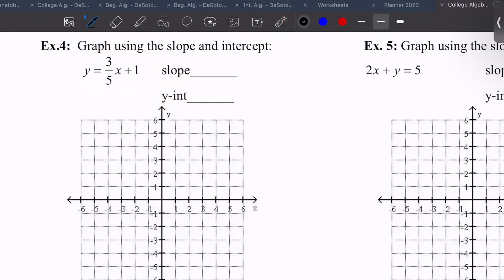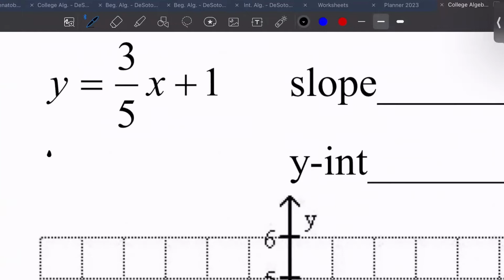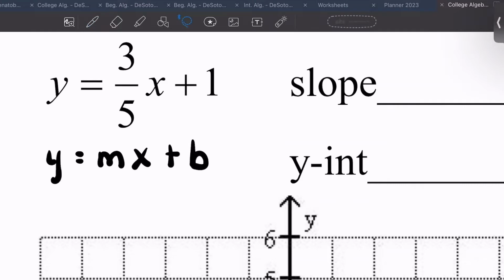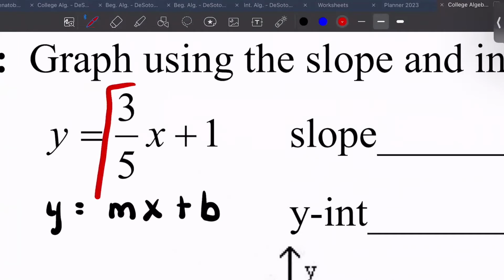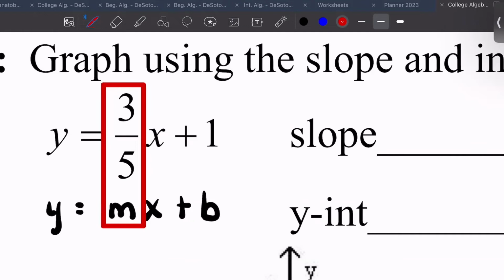So look, this is in the form of y equals mx plus b, okay? I'm going to try to line it up. Here's your m. Here's your b.